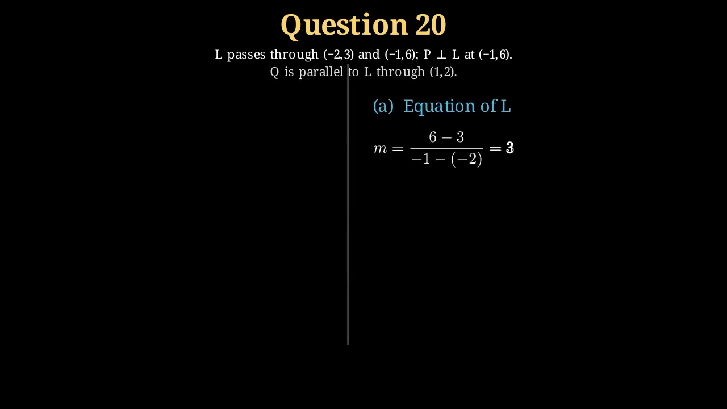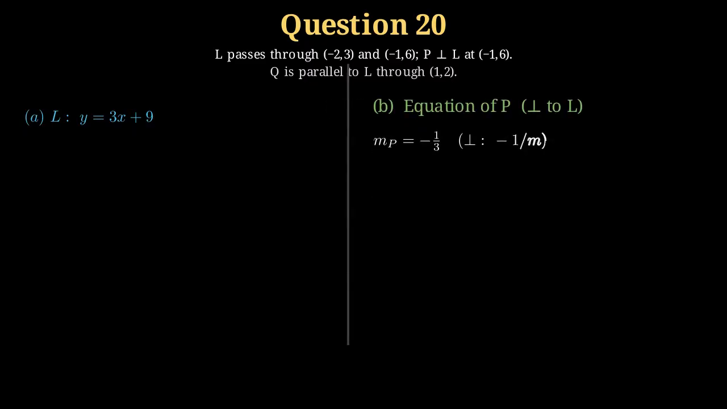Part A. The equation of L. Gradient is change in y over change in x. 6 minus 3 over -1 minus -2, which is 3 over 1. So 3. Using the point (-1, 6), y minus 6 equals 3(x plus 1). That rearranges to y equals 3x plus 9.